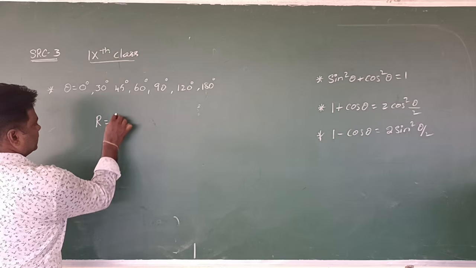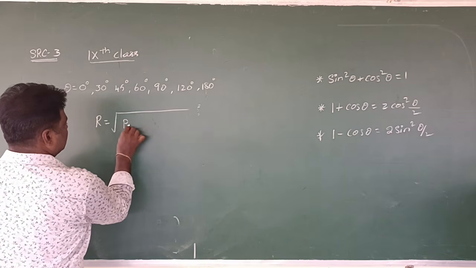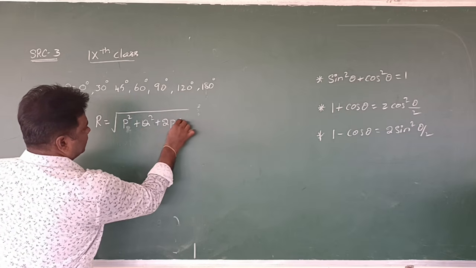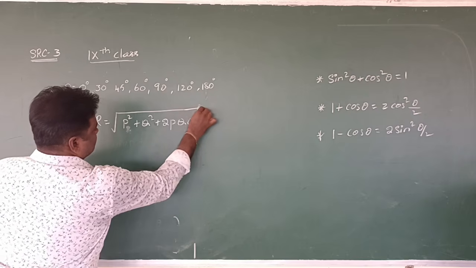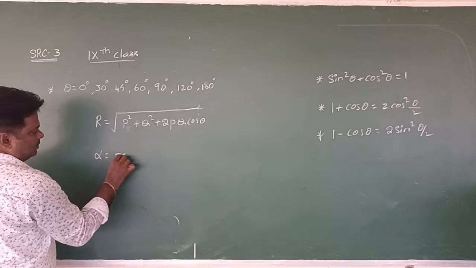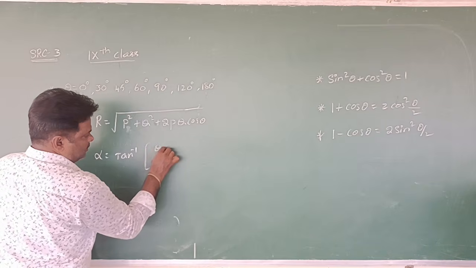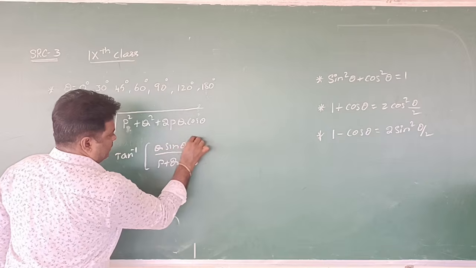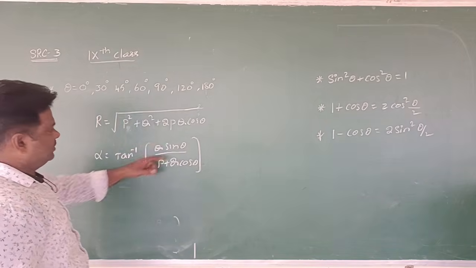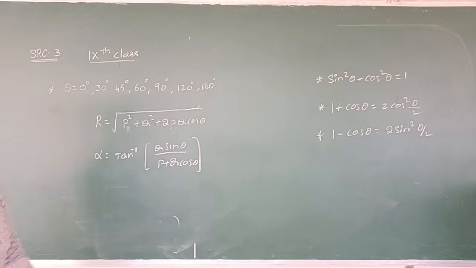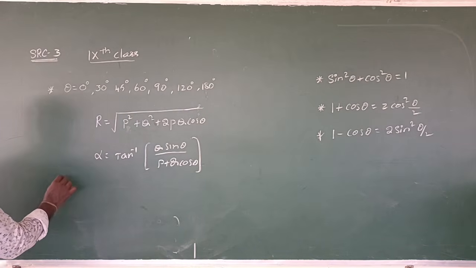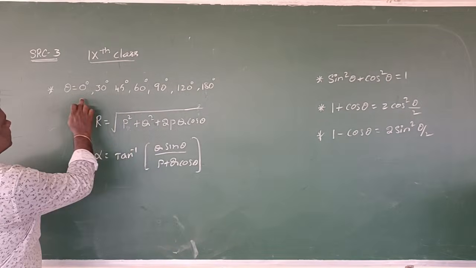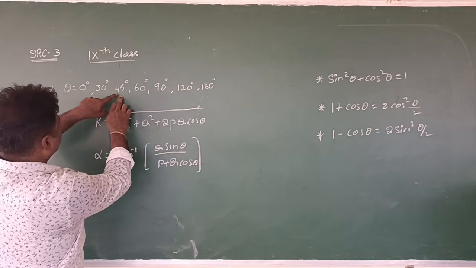Find the resultant between two vectors of magnitude P and Q, and the direction of the resultant, alpha, is equal to tan inverse Q sin theta by P plus Q cos theta. So substitute these values in theta, proceed, and note down the value of the resultant. I will do one.